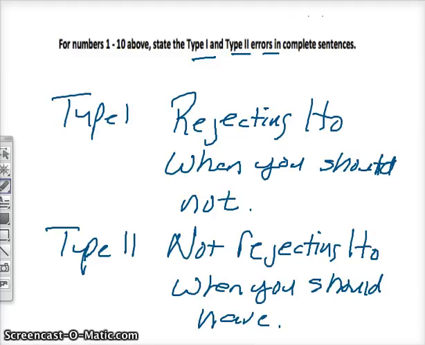Okay, let's just make believe that this is coming pretty easily to you. Type 1 would be rejecting the null hypothesis when you should not. So you mistakenly concluded differently. And type 2, not rejecting H sub 0 when you should have. In other words, you really should have said that there was a difference between the claim and your challenge is correct, but you just kept things the way they are. So that's the difference in a type 1 and a type 2.